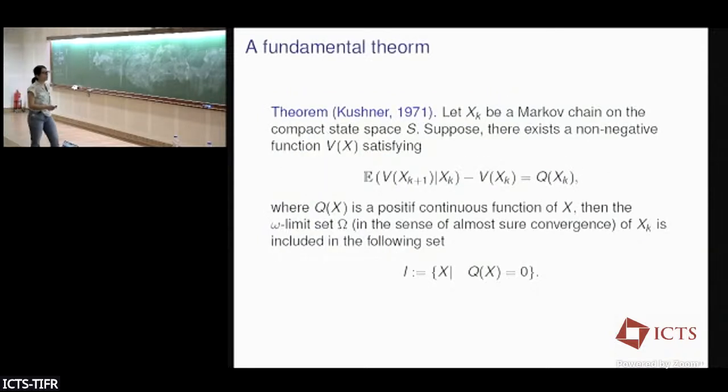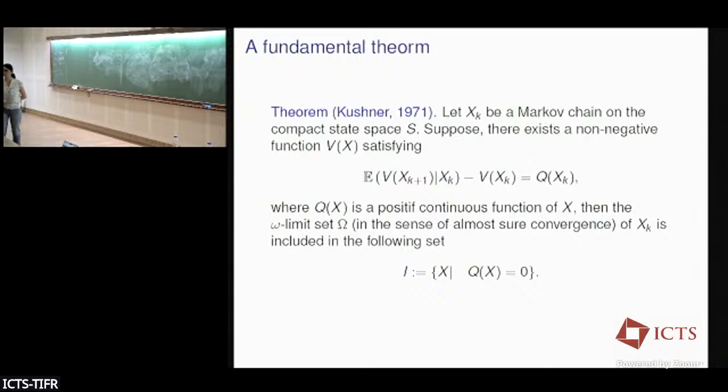And the other theorem that I use is a famous theorem, the Kushner theorem, 1971. If you have x_k, which is a Markov chain in the compact space S, and you can construct V, a positive function, such that the increment of the conditional expectation of V(x_{k+1}) minus V(x_k) is equal to minus some function of x, which is a positive continuous function of x, then you can say the omega limit set is included in the following set.